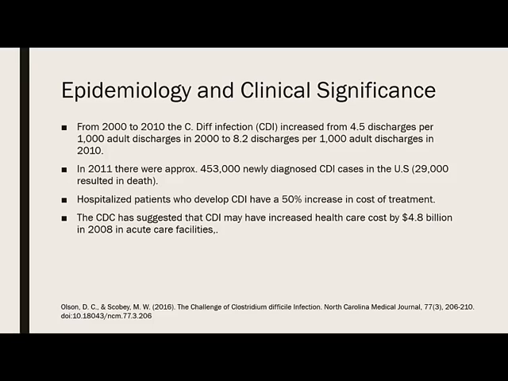The epidemiology and clinical significance of Clostridium difficile. From 2000 to 2010, C. diff infections increased from 4.5 discharges per 1,000 adult discharges to 8.2 discharges per 1,000 adult discharges in 2010. In 2011, there were approximately 453,000 newly diagnosed CDI cases in the United States, where 29,000 resulted in death. Hospitalized patients who develop CDIs have a 50% increased cost in their treatment. The CDC has suggested that CDIs may have increased healthcare costs by $4.8 billion in 2008 in acute care facilities.